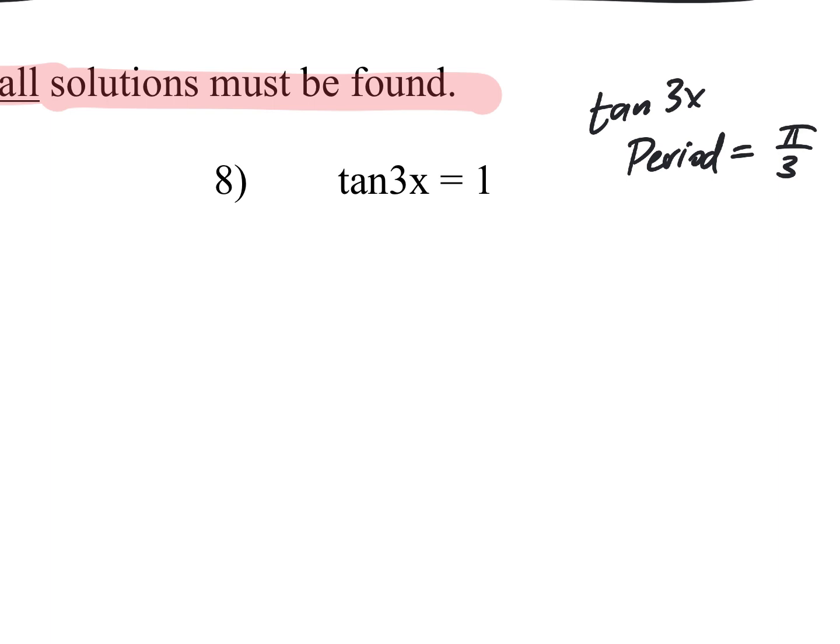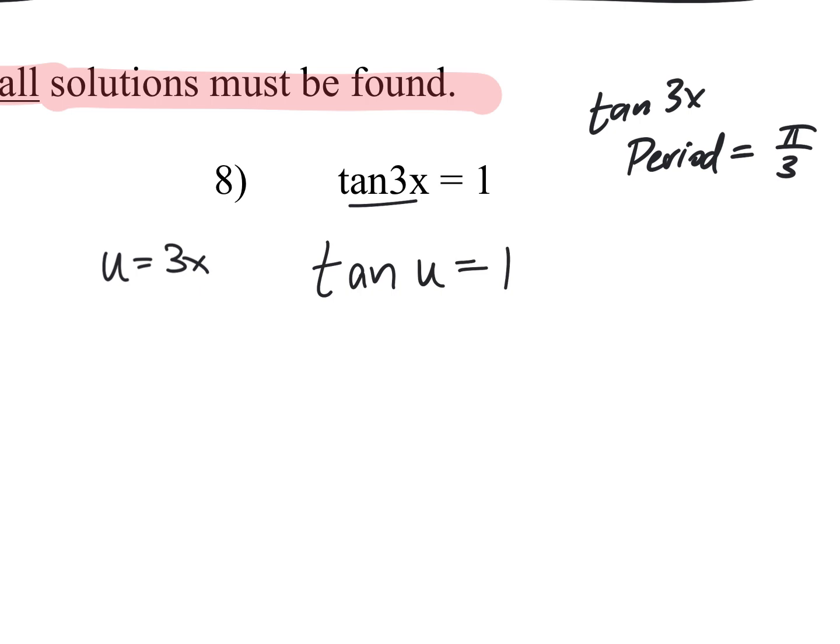Over the course of 0 to 2 pi, we would have 3 solutions because there's 3 periods included. But let's take a look at where we go. So where does tangent, we can use u substitution here. Let's say u equals 3x just to clean things up. Tangent of u equals 1.